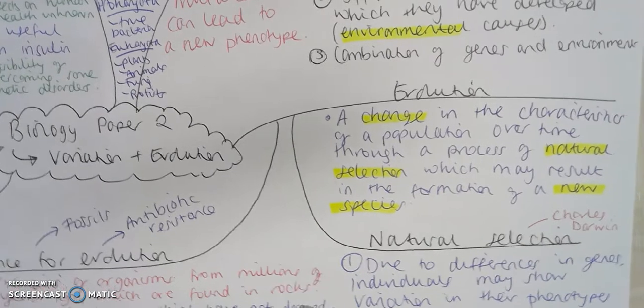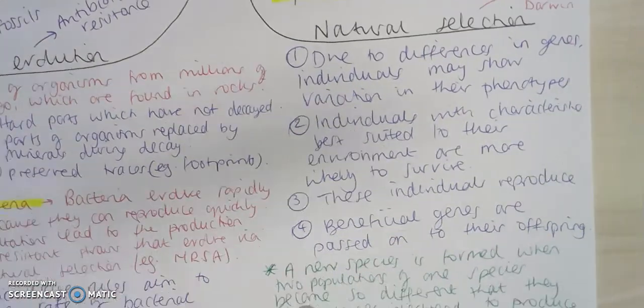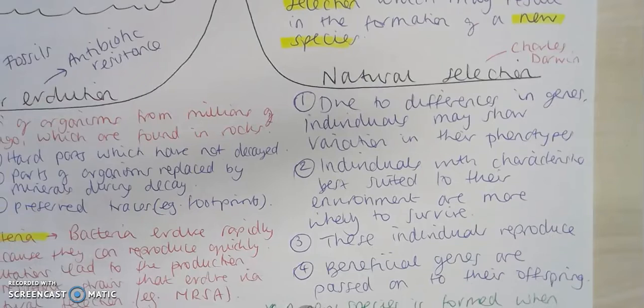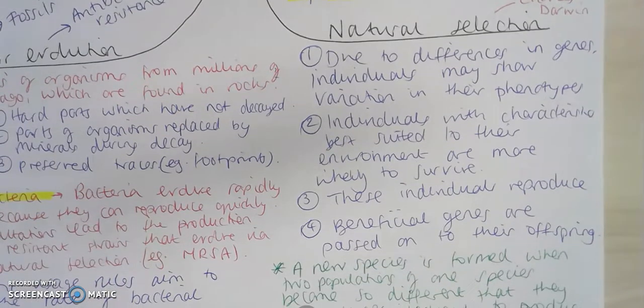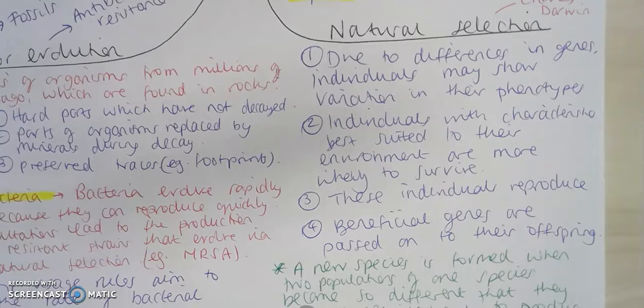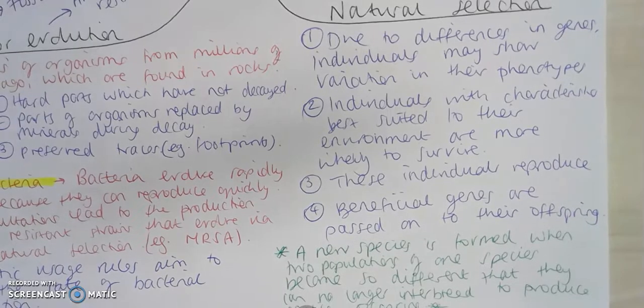So natural selection, which is the theory that underpins and explains this idea of evolution, was developed by Charles Darwin. Natural selection involves a few different steps that summarise what it is about. Initially, due to differences in genes, individuals may show variation in their phenotype. Within any species or population there will be variation. For humans, for example, it would be things like different hair colour, eye colour, different height, and things like that. Those are examples of variation.